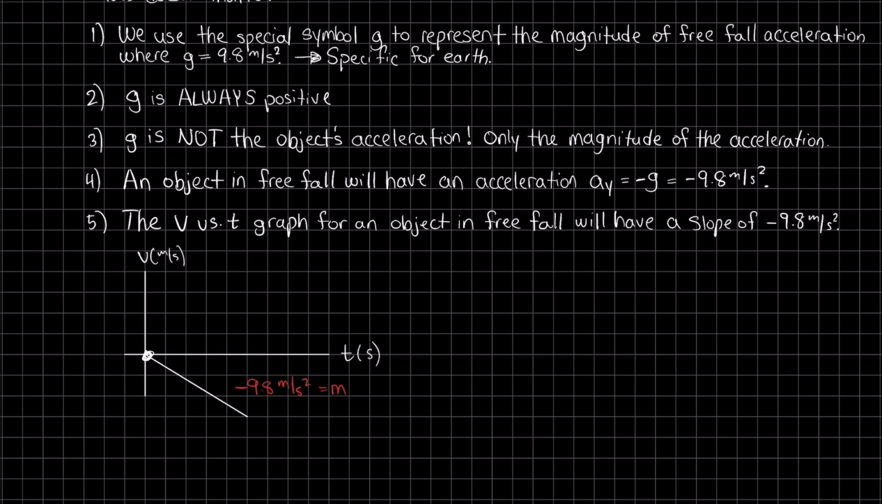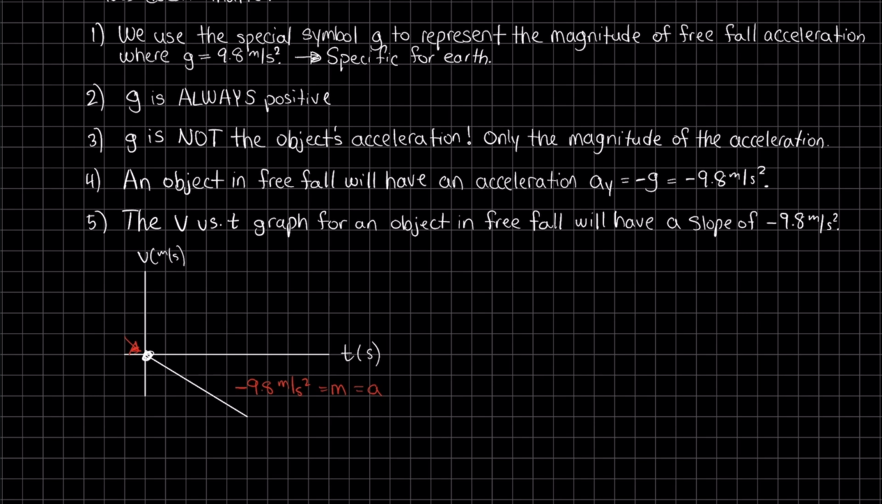Next is the fifth point. The fifth point is that the velocity versus time graph for an object in free fall will have a slope of negative 9.8 meters per second squared. Remember that the slope of a velocity versus time graph is simply acceleration. The velocity versus time graph for an object under free fall is always going to look like this.